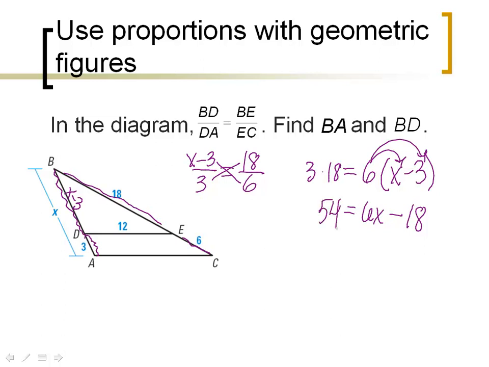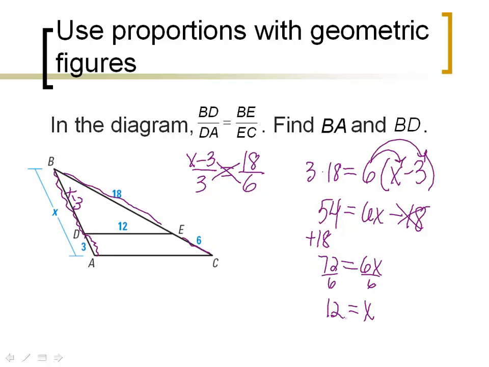Let's combine our like terms. So I've got 18 over here. It'll become plus 18 on the other side since it's minus 18 there. So I have 6x equals 54 plus 18, which is 72. Divide both sides by 6. You get x equals 12. Okay? So we found that x equals 12.